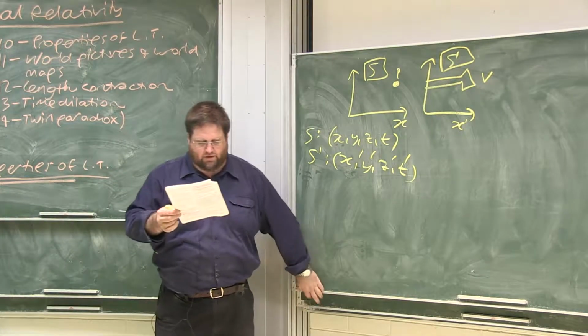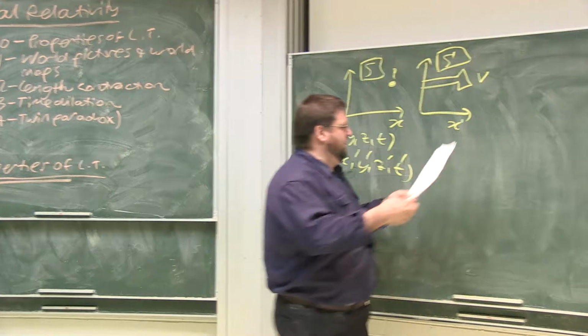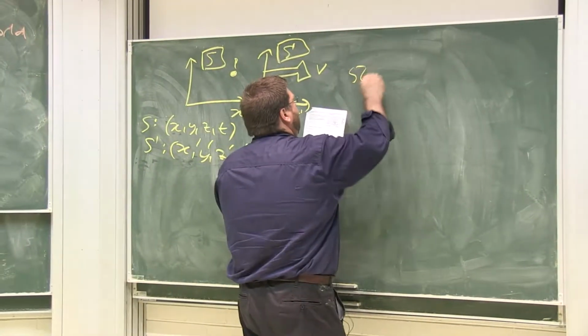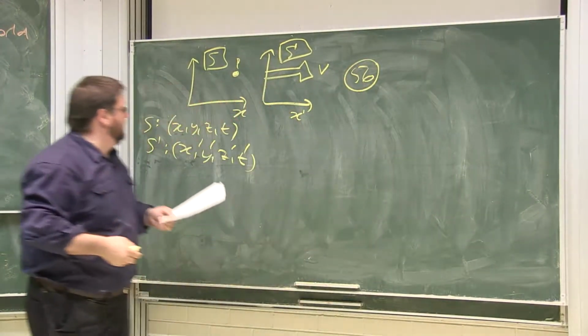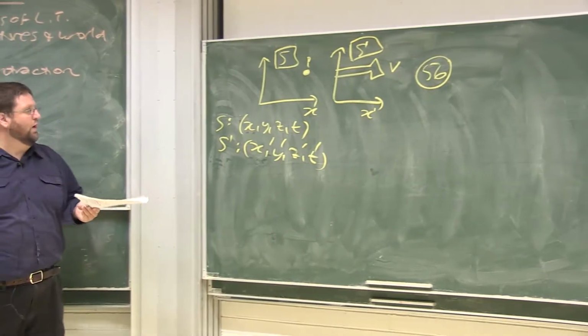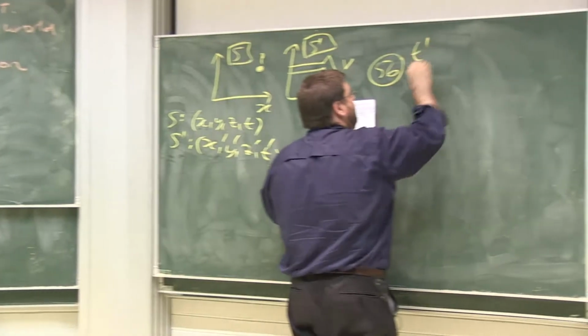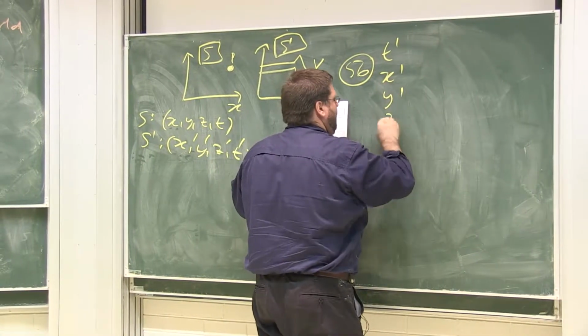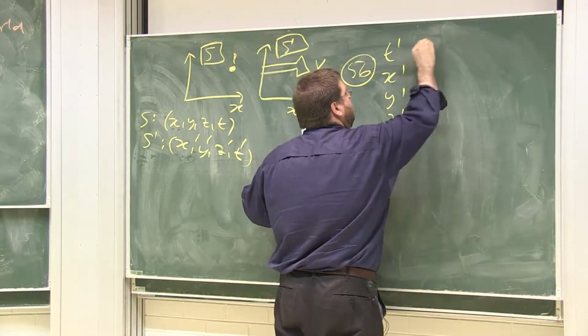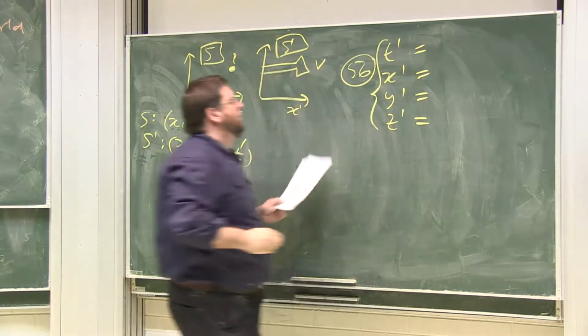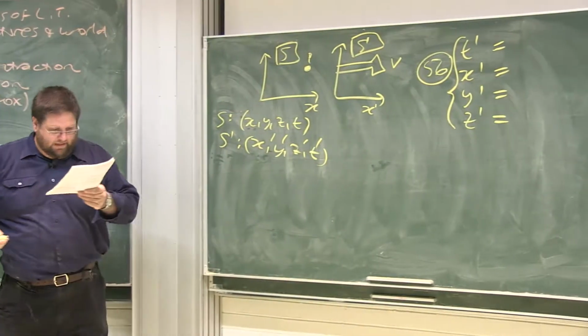And the Lorentz Transformations, equations 56, showed us how to convert x, y, z, t into x prime, y prime, z prime, t prime. And this was a set of linear equations. These transformations are linear. Hence the strong correspondence between linear algebra and relativity.